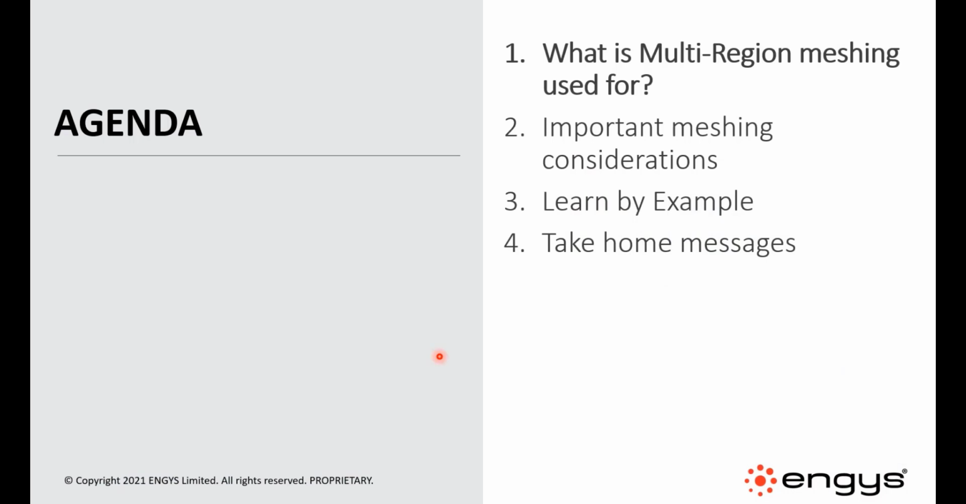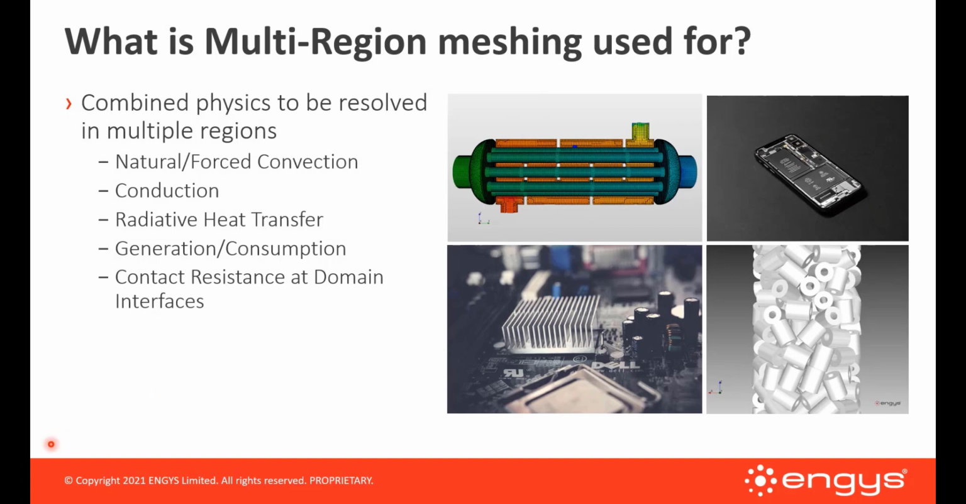So, regarding today's subject, what is multi-region meshing used for? For several applications, and mostly those which have combined physics to be resolved, like natural and forced convection, heat conduction in solid regions, radiative heat transfer, which sometimes has significant impact on the final temperature for lots of applications, generation and consumption of energy, and contact resistance at domain interfaces, extremely important for electronics cooling, conjugate heat transfer problems.